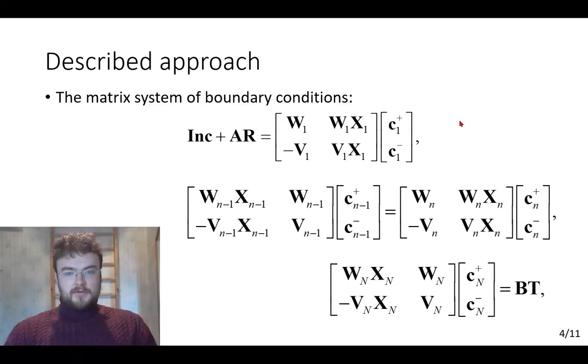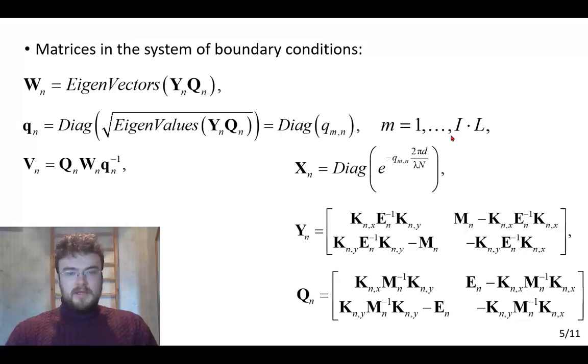On this slide, you can see the matrix equations of the boundary conditions. The second equation applies to all layers. R and T are the column matrices of amplitudes, reflected and transmitted. C's are the matrices of unknown constants. Each layer has its own matrices. The key matrices here are Q and Y.